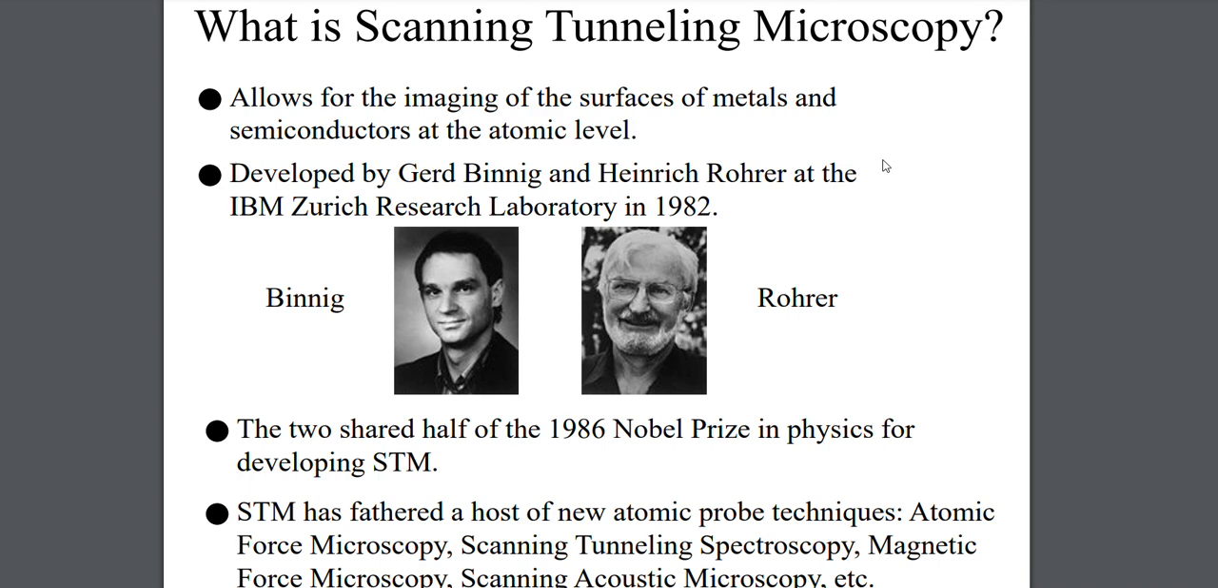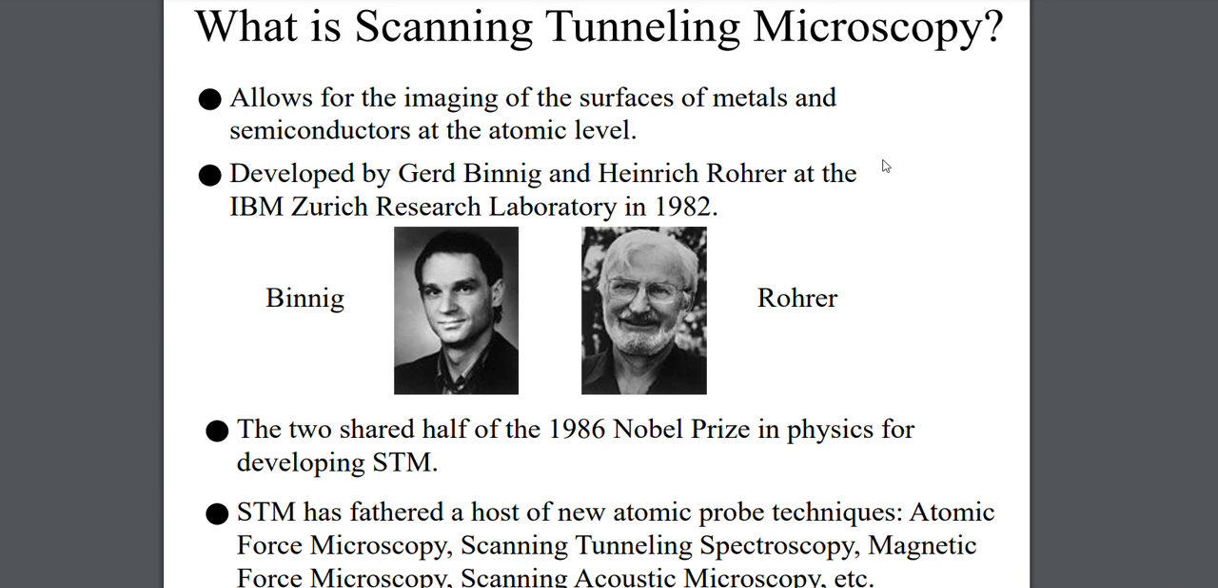The scanning tunneling microscope was a groundbreaking invention which can sense the surface by using an extremely sharp conducting tip that can distinguish roughness smaller than 1 angstrom with 0.1 angstrom depth. This allows for the imaging of the surfaces of metals and semiconductors at the atomic level. It was developed by Gerd Binnig and Heinrich Rohrer at the IBM Zurich Research Laboratory in 1982. Both of them received a Nobel Prize in Physics for developing the STM.